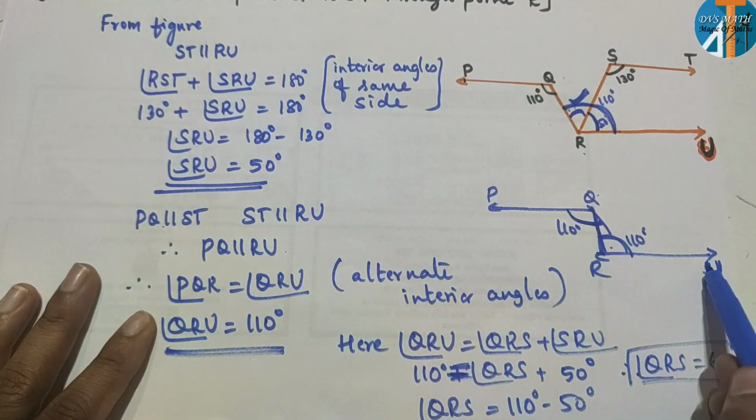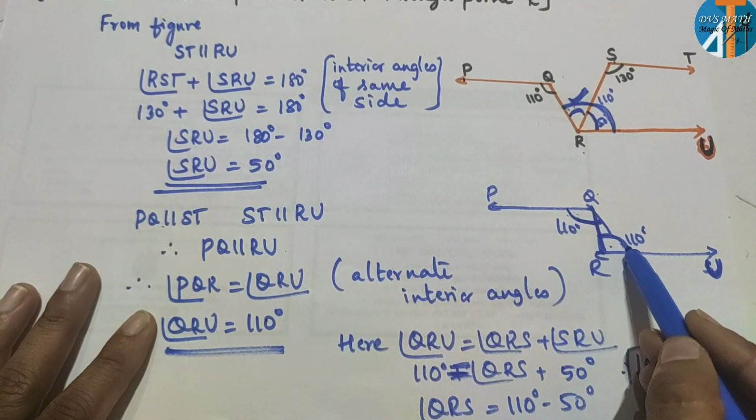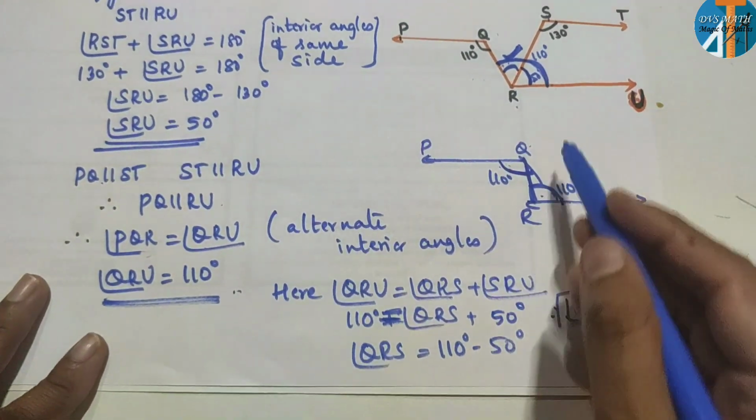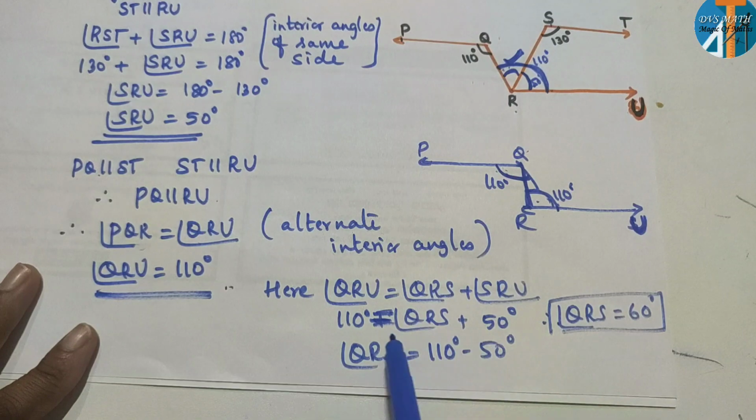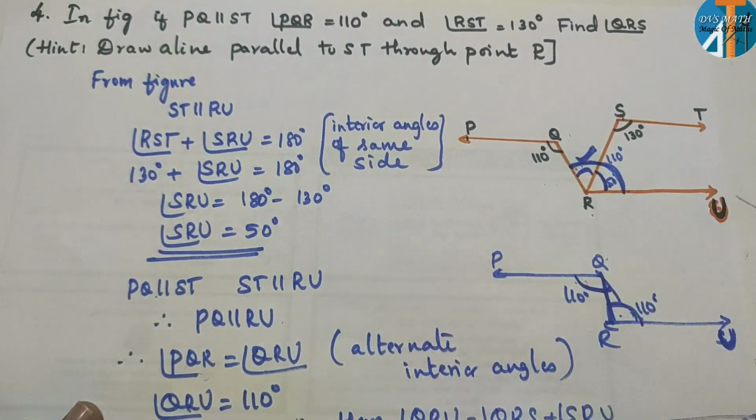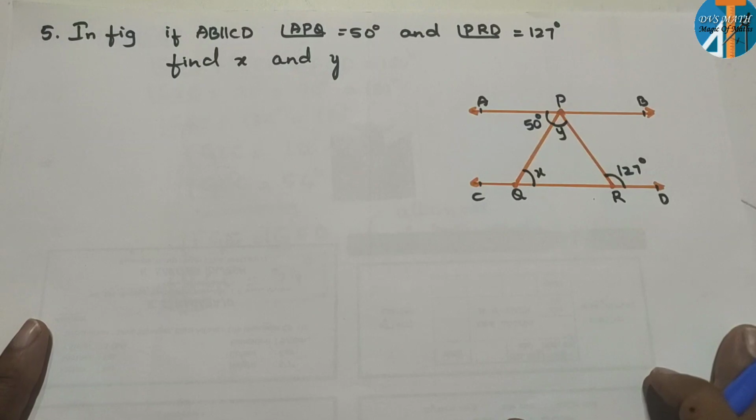If PQ is parallel to RU, these two alternate interior angles are equal. So the whole QRU is the sum of QRS plus SRU. Now if we substitute this and simplify, finally you get QRS is equal to 60 degree, which they asked in the question. So this is about question number 4. Question number 5. Very easy question.